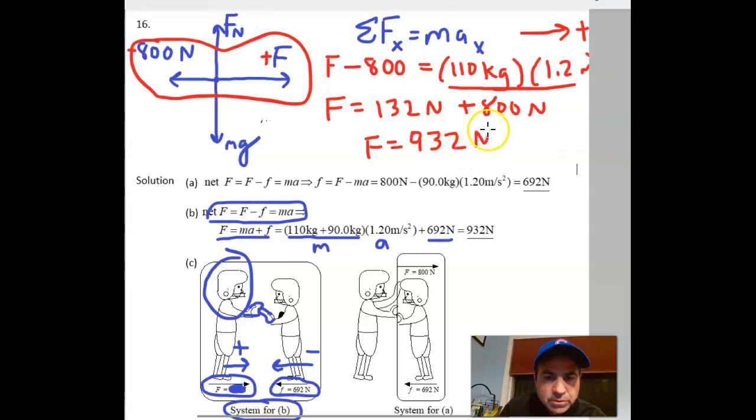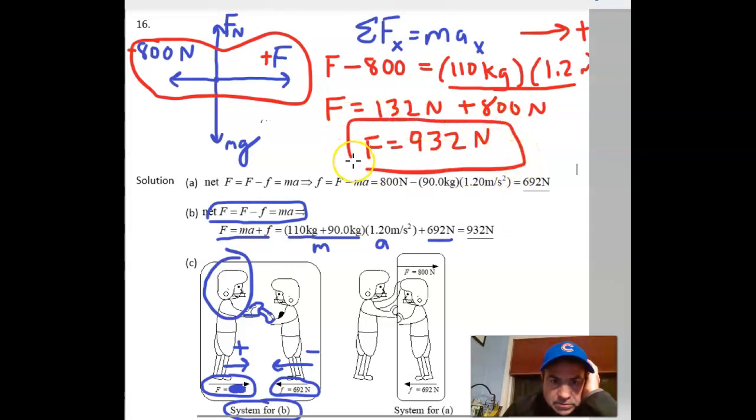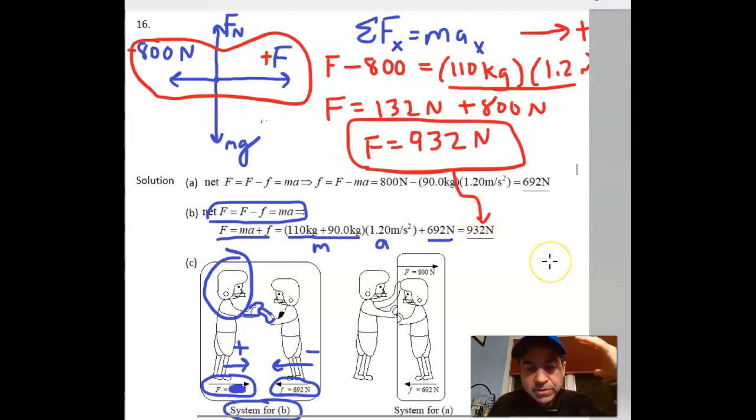932 newtons. So notice in this case I just modeled the larger player and I still got the force on the ground, and that was the exact same value that you could get by modeling the two players together as a system and ignoring that 800 Newton internal force.